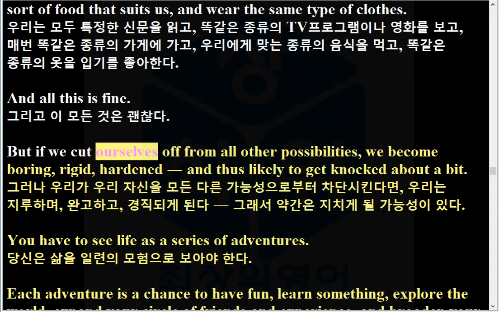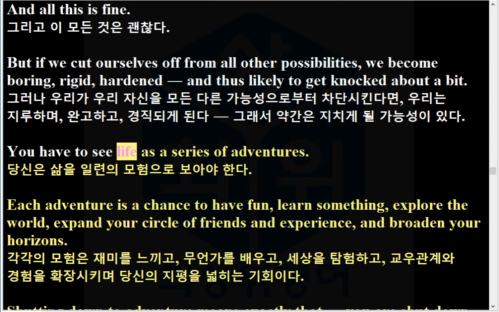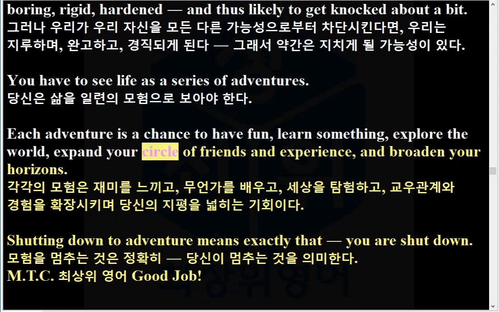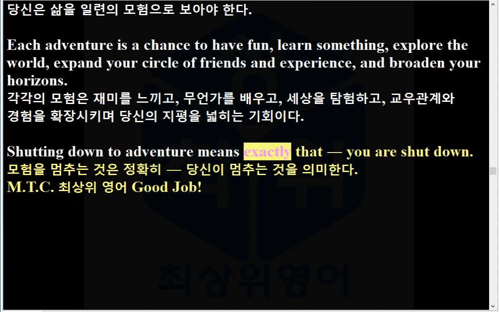But if we cut ourselves off from all other possibilities, we become boring, rigid, hardened and thus likely to get knocked about a bit. You have to see life as a series of adventures. Each adventure is a chance to have fun, learn something, explore the world, expand your circle of friends and experience, and broaden your horizons. Shutting down to adventure means exactly that you are shut down.